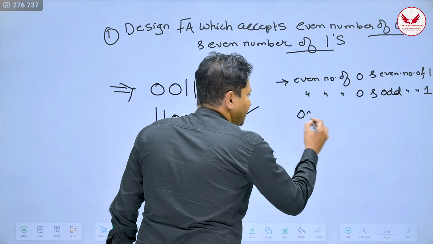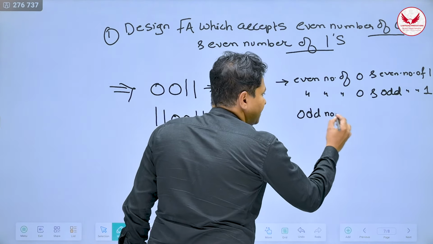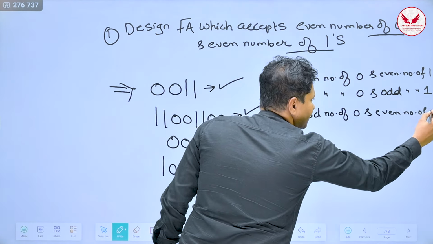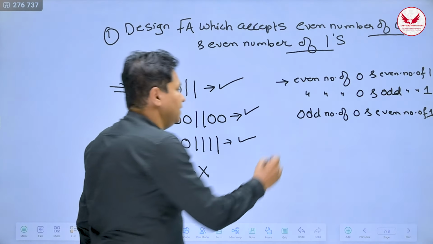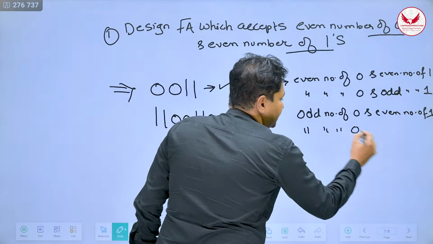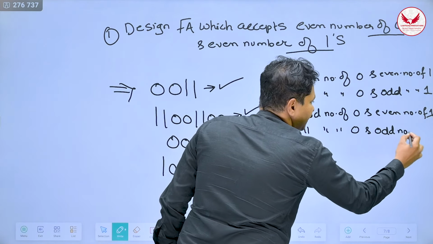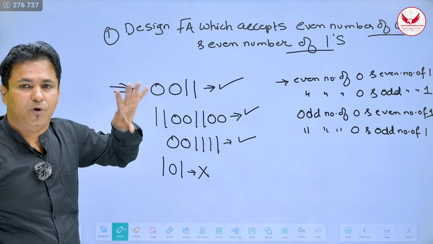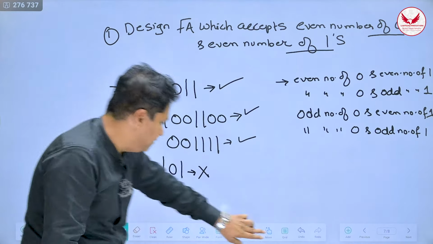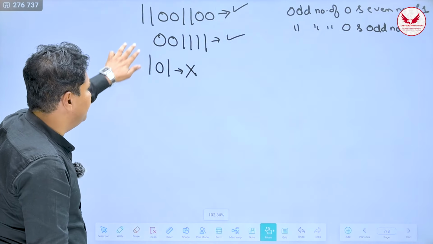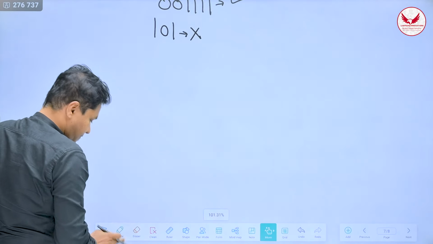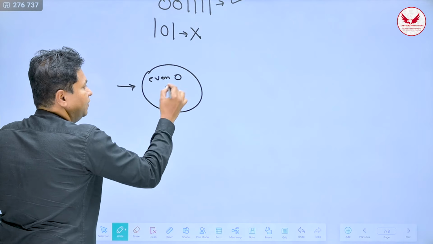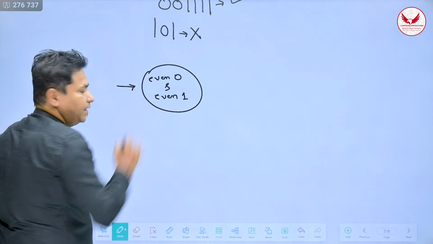Third possible, odd number of 0s and even number of 1s. And the last possible is odd number of 0s and odd number of 1s. So these are the possible outputs for this particular problem statement. So we will design the automata. First, what I will do, I will just write it. Even 0 and even 1.